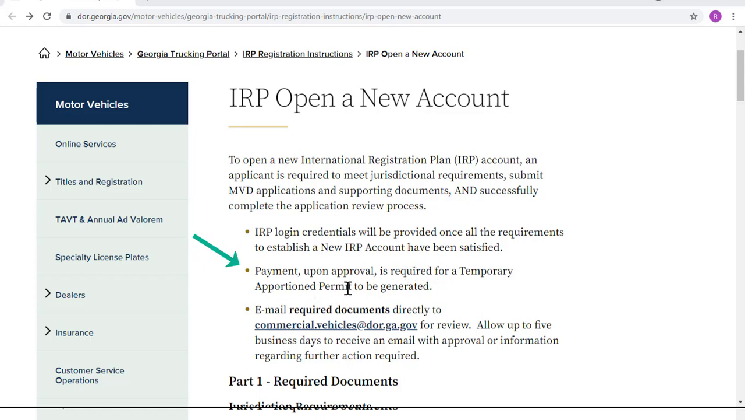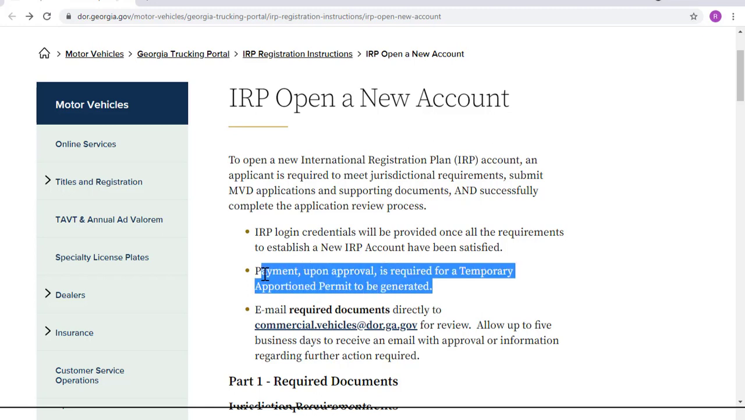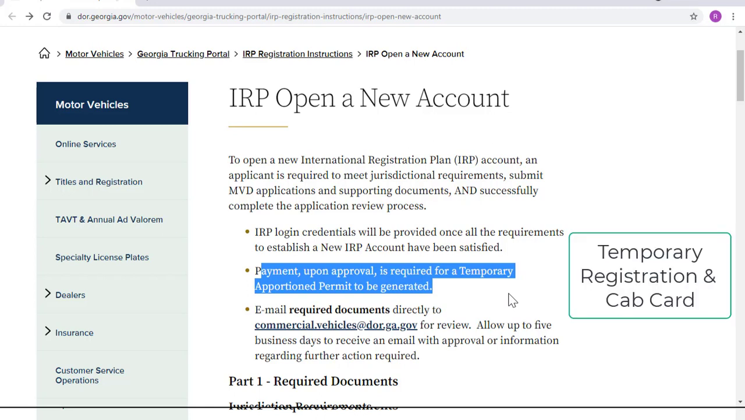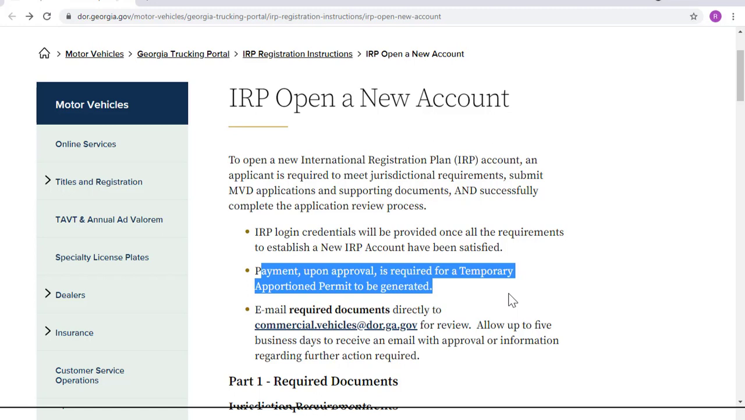Okay, moving to the second bullet here, payment upon approval is required for a temporary apportioned permit to be generated. What that means is once you've submitted all your documents and gotten approved, and you make payment on that IRP invoice, there's going to be a pop-up screen that includes your new temporary registration, your cab card, and proof of receipt. The good part is you receive it immediately.